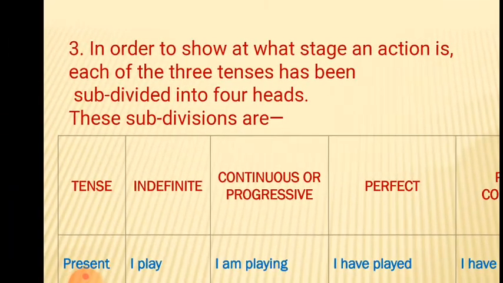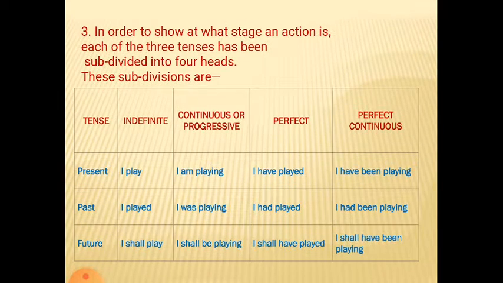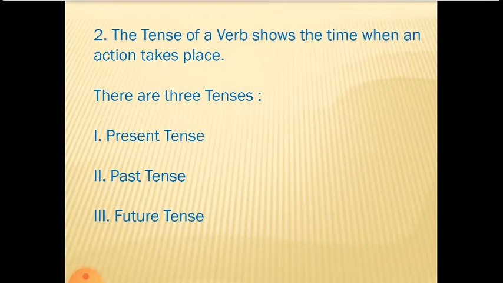In order to show at what stage an action is, each of the three tenses has been subdivided into four heads, that is, four subdivisions. So, what are those four subdivisions? They are indefinite tense, continuous or progressive tense, perfect tense, and perfect continuous tense. So, let us again look at the sentences in a different way.